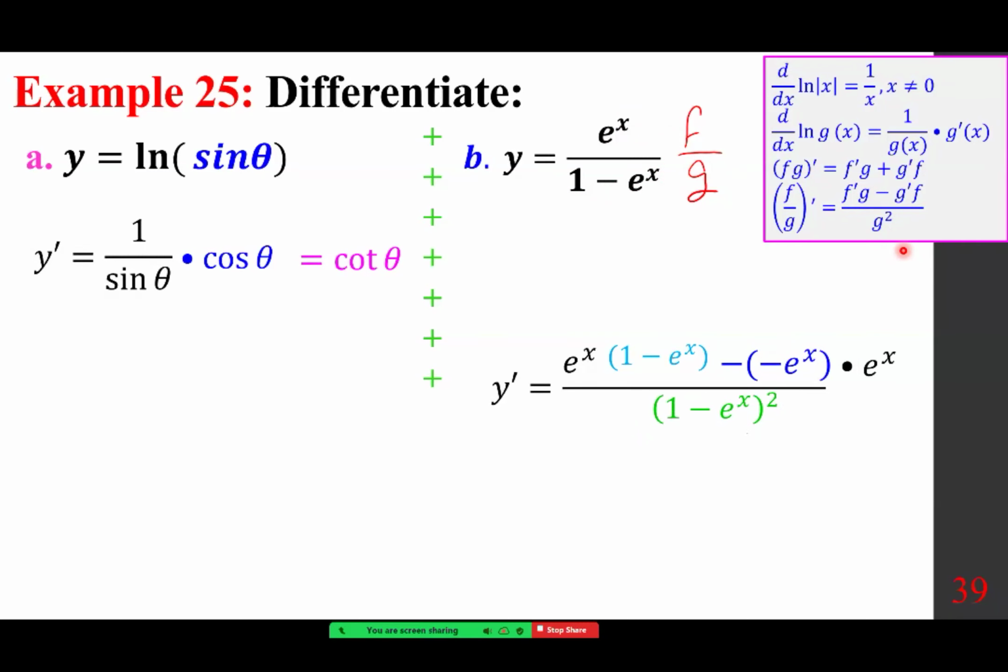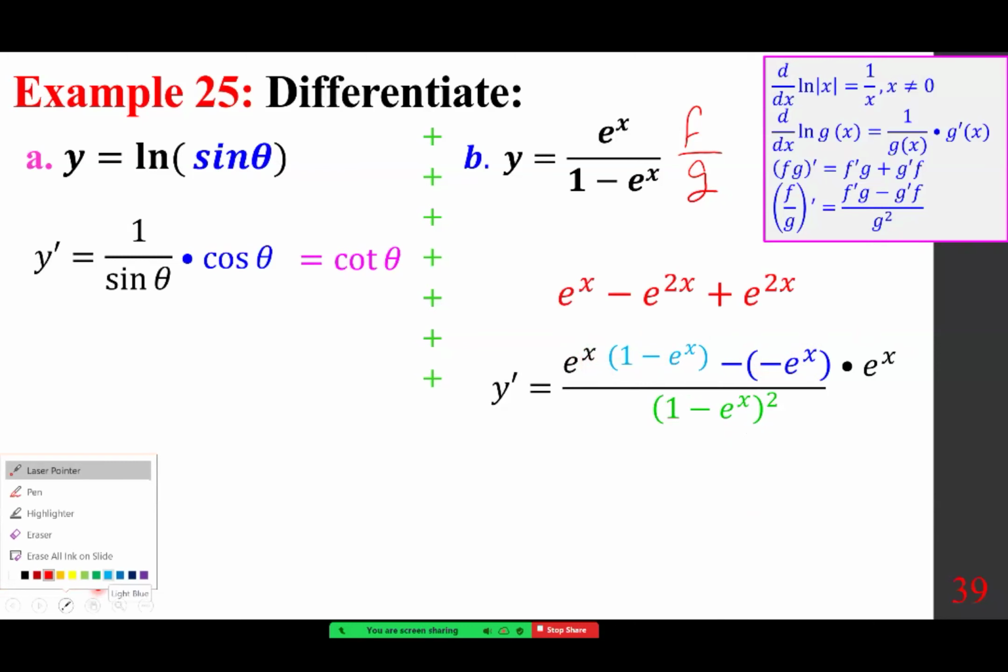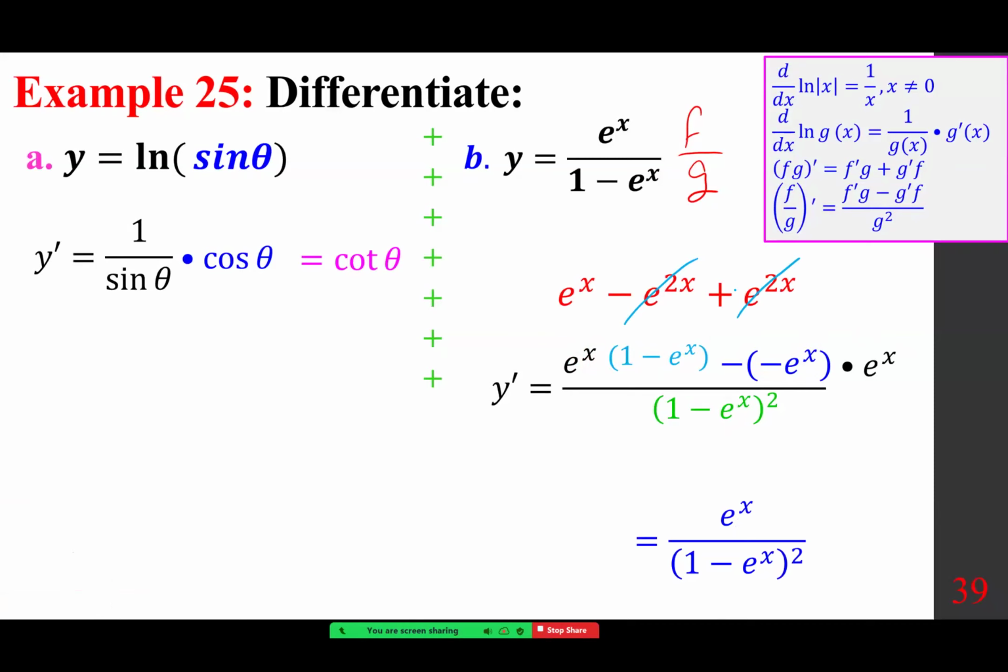All we have to do is simplify. So let's distribute. This gives us e to the power of x. This gives us minus e to the power of x plus x, or 2x. This gives us plus e to the power of 2x. Clearly, these two cancel each other. And we are done. The answer is e to the power of x over (1 minus e to the power of x) quantity squared.